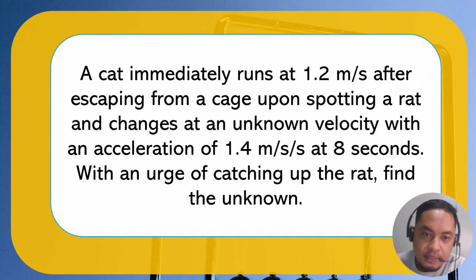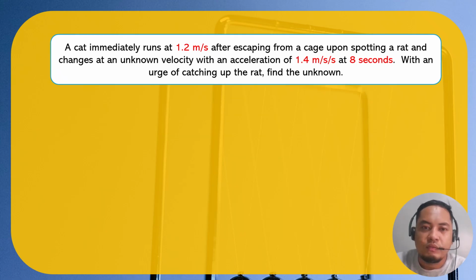Okay. A cat immediately runs at 1.2 meter per second after escaping from a cage upon spotting a rat and changes at an unknown velocity with an acceleration of 1.4 meter per second squared at 8 seconds. With an urge of catching up the rat, let's find the unknown. We have 1.2 meter per second, that's the initial. And then 1.4 meter per second squared, obviously, that's the acceleration. And we have at 8 seconds, that's our final time. Okay. The initial time is not provided, and for sure it's going to be 0.